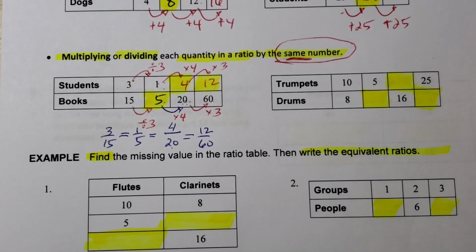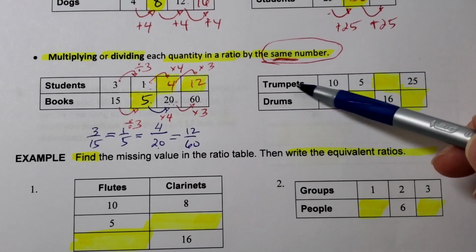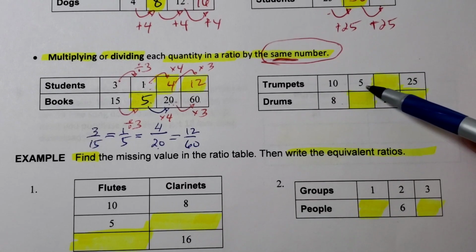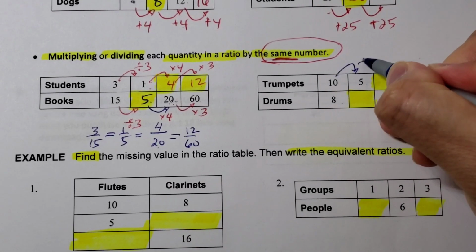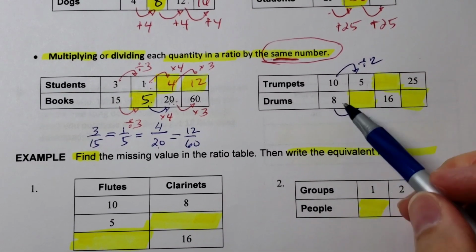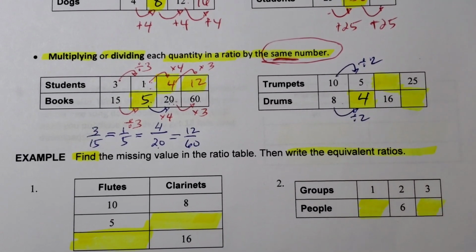Now, for the fourth one, trumpets and drums. There are 10 trumpets for every 8 drums. Then it becomes a 5. So what do we do? We're dividing this by 2. So we also divide this by 2. So 8 divided by 2 is 4.